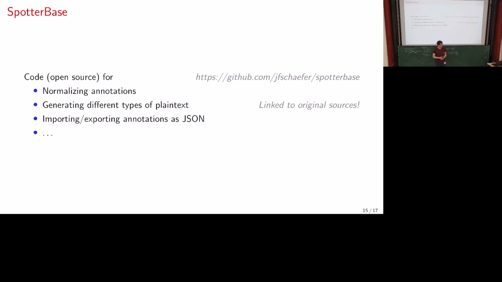We also have some Python code for working with these annotations for the spotter base. It does things like normalizing annotations. It can generate different plaintext representations in a way that they're linked to the original document. That's always the challenge. We want to be able to create some plaintext and remember for each letter where it comes from. And then you can work on the plaintext, I don't know, do a dependency parse, find interesting things, and then go back and annotate the original document.